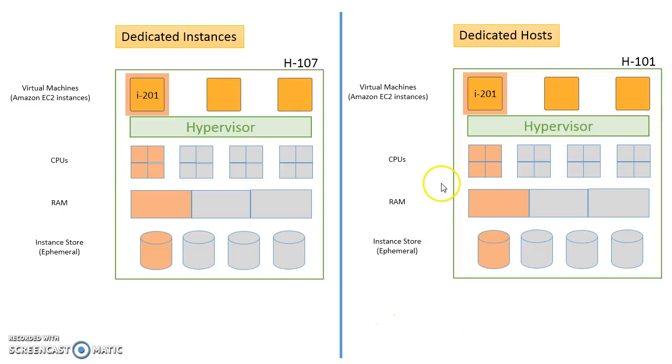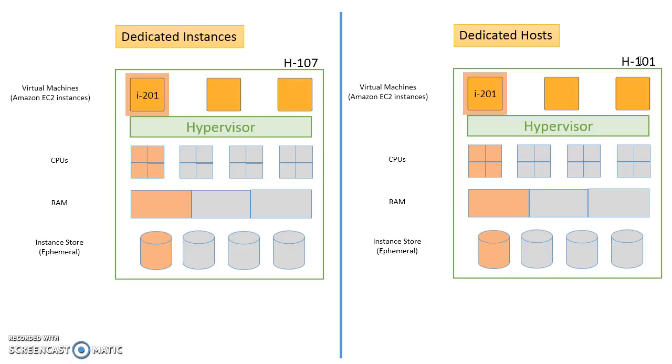Compare it with the third type, which is dedicated hosts. There is a small difference, or let's say an advantage, in case of dedicated hosts. In other ways it is similar to dedicated instances. The only difference is that when you launch an EC2 instance in the dedicated host mode, which is the third tenancy model, even after stop and start, your EC2 instance will continue to run on the same physical host, right? So my I201 will always be there on the physical host H101.